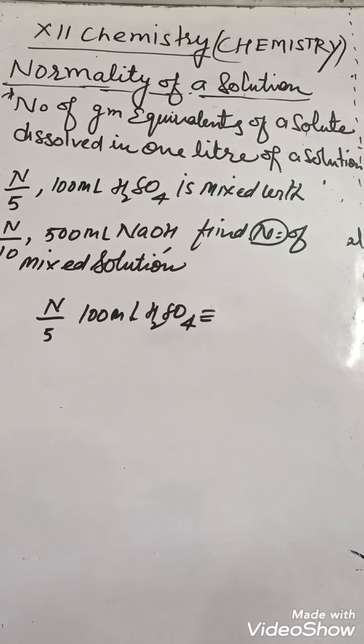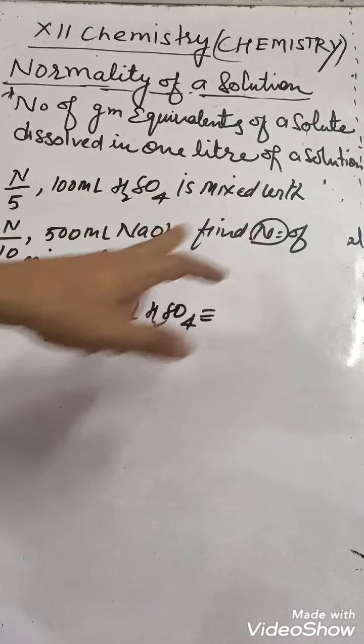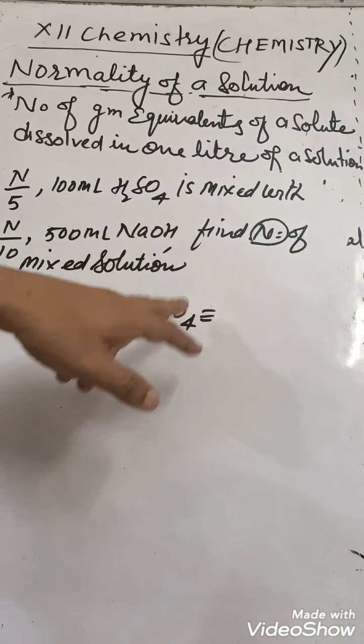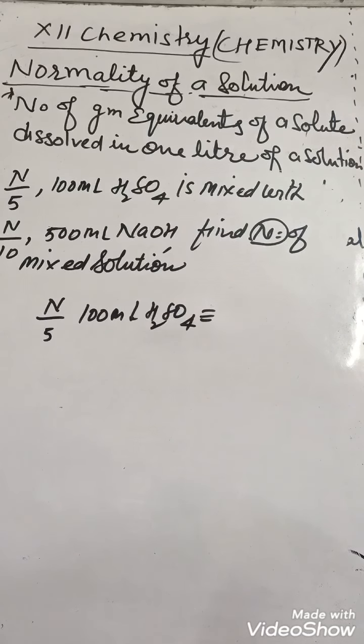Now let us take another numerical related to normality. In Kjeldahl method, this is a very important concept. Kjeldahl method of estimation of nitrogen, and a very important question is being asked and is to be asked in competitions related to Kjeldahl method. N by 5, 100 ml H2SO4 is mixed with N by 10, 500 ml NaOH. Then find the normality of the resulting solution, after mixing.